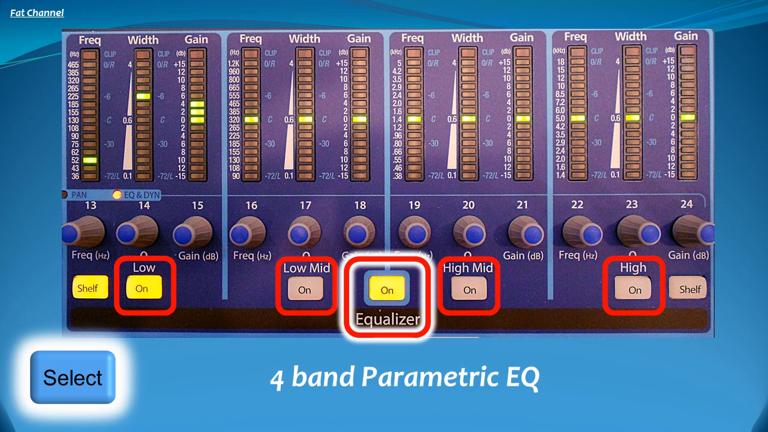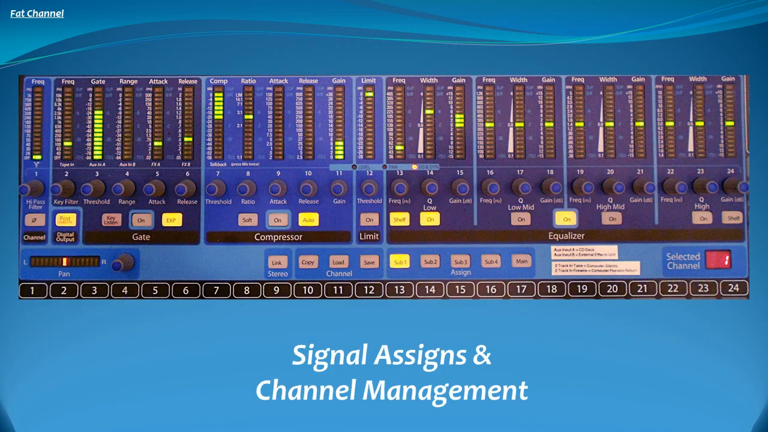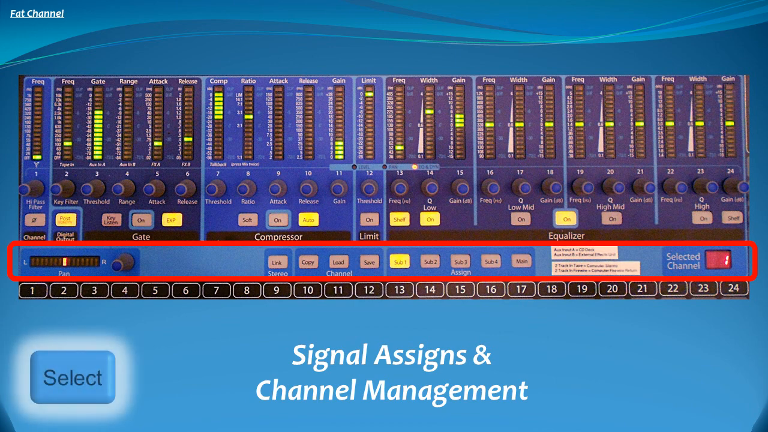A word of caution: when using the EQ section, be certain that the EQ Master On button is activated, or your individual EQ settings will have no effect. The lower section of the fat channel contains essential signal routing and channel management controls for each channel or bus. As with the other fat channel settings, these controls are accessed via the Select button, which is present for all channels and buses which have fat channel access.